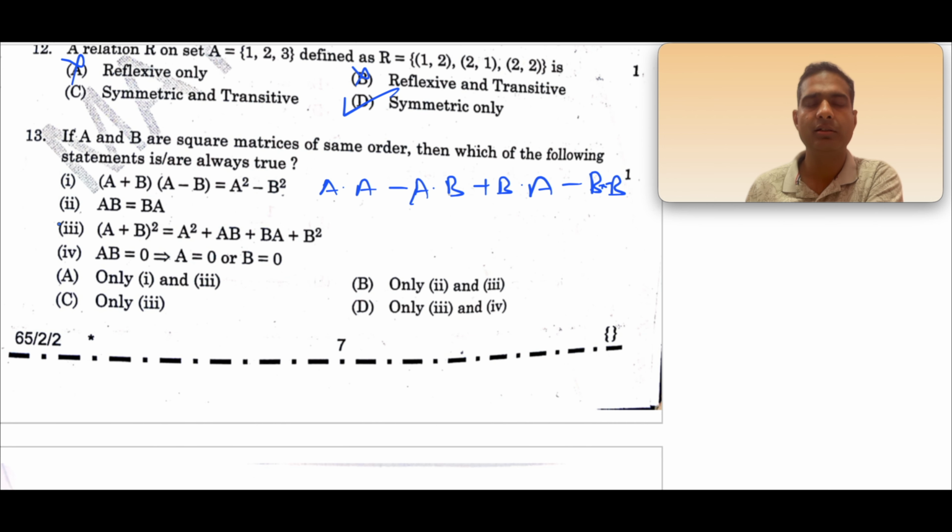Option 3 is correct. It is always true if we open the bracket. And AB is equal to 0, product of two matrices 0. This implies A is equal to 0 or B is equal to 0. This is also not necessary. It is possible if both the matrices are not 0 and their product is 0. So only option 3 is correct.